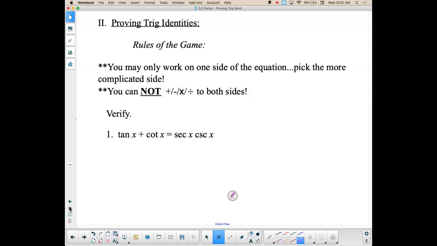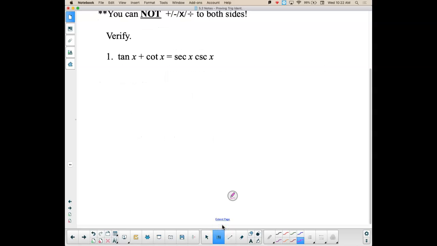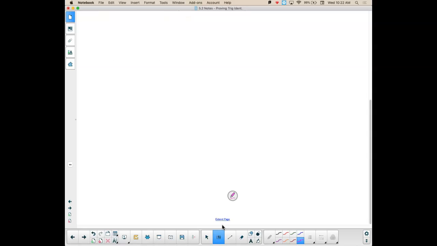Okay? So let's do this particular one. Let's do one more right away, that way we can put it right up at the top. So it's either going to say verify, or it's going to say prove, or it's going to say show that this equation is true. And so you're going to take the most complicated side.